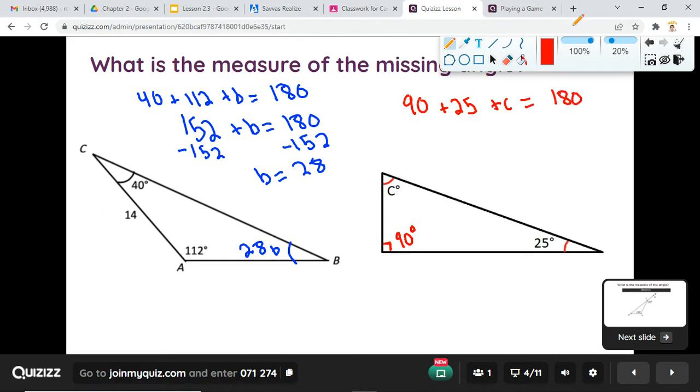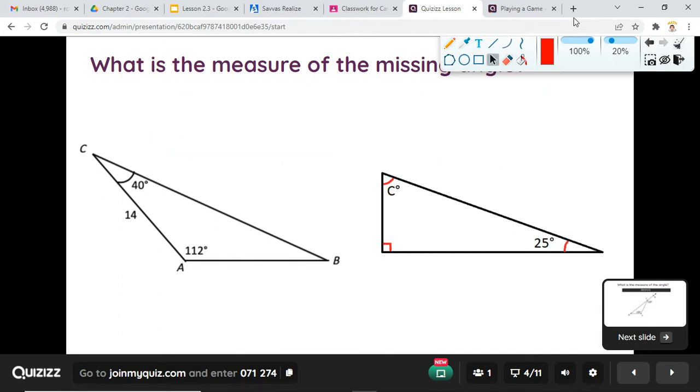And then we're going to get 90 plus 25 will be 115, plus C is equal to 180. And then by subtracting 115 from both sides, we get C is equal to 65 degrees. 65. And that would be how we solve for the missing angle measurement.